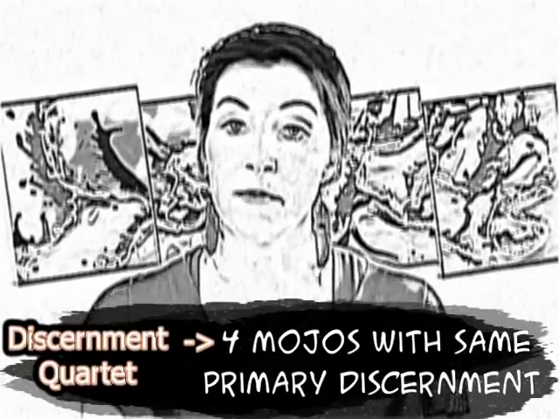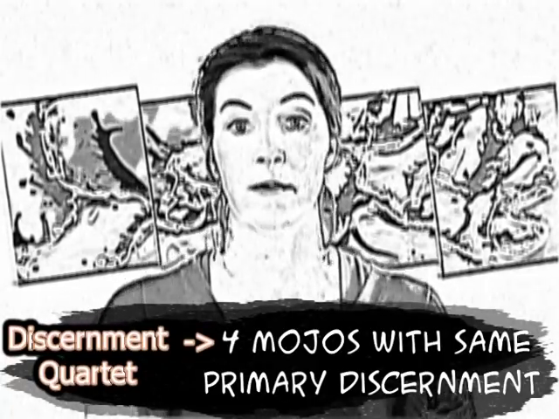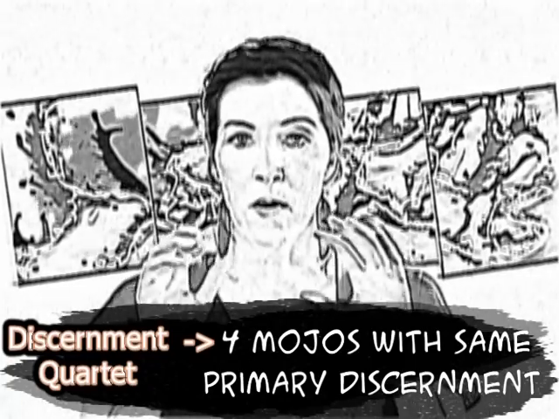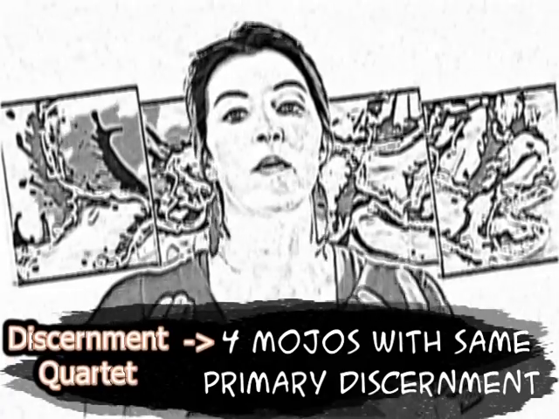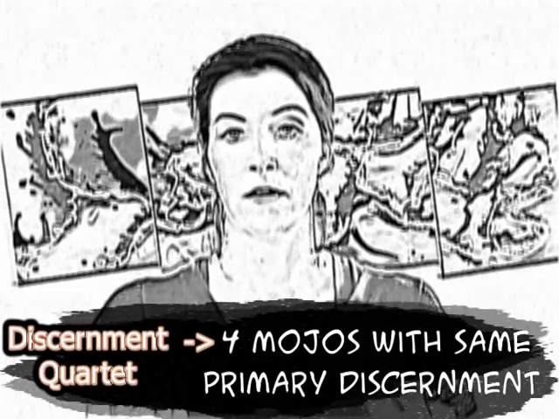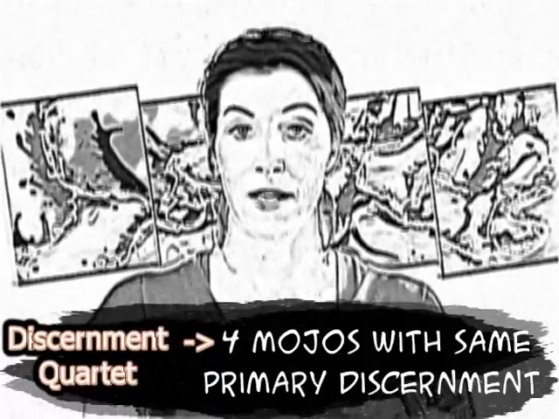Same thing with the Discernment Quartet. The Discernment Quartet, of course, focuses on the primary discernment power, and so that hones in on that discernment power. How do people understand the world primarily, and who are the four mojos that share that same type of understanding? I'm part of the Jai Face Quartet, for example, which is comprised of the four mojos that share Jai as their primary discernment, as their primary way of understanding the world.